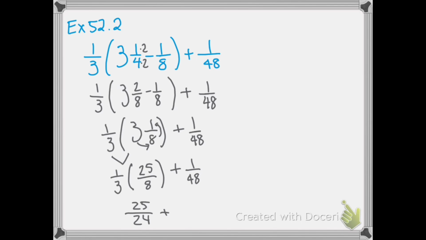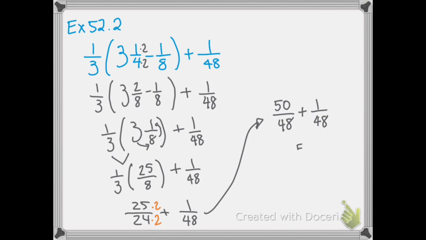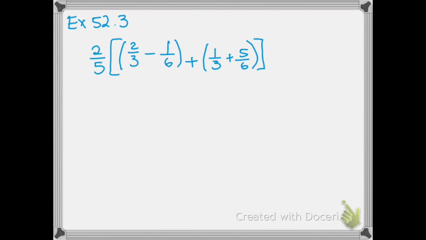And we have another addition, so we need common denominator again. In this case, the common denominator is 48, so I multiply times 2, the 24. To finish, we multiply, and that's going to be 50 over 48 plus 1 over 48. And that is 51 over 48. Now, both numbers are divisible by 3, so we need to reduce dividing by 3, and the answer is 17 over 16. Let's do one more.